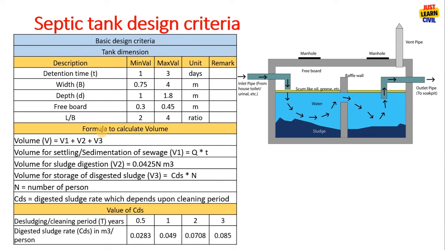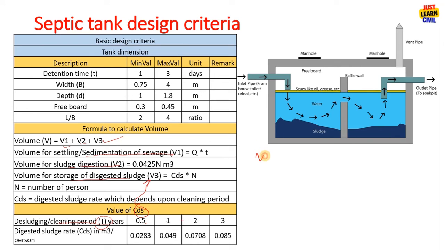Now we need to find the volume the septic tank can accommodate. Volume is the summation of V1 plus V2 plus V3. V1 is the volume required for settling of the sewage, then the volume required for the digestion of the sewage, and finally the volume required for the storage of the sewage. Now how long we need to store this? We need to store this up to the cleaning period. Cleaning period is represented by capital T, and depending upon the years it gives the value of CDS, which is used in the V3.